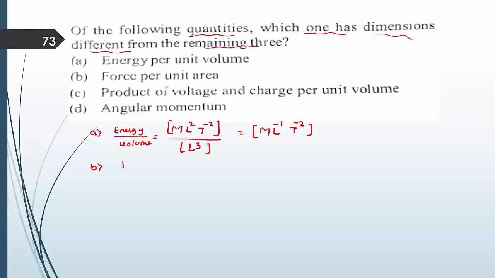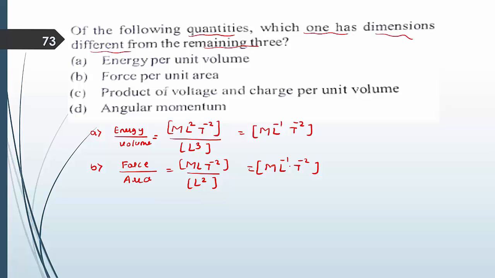Come to the second option, force per unit area. Force per unit area means what? Pressure. If you know the pressure dimensional formula directly, you can write it, or you can write the dimension of force M L T raised to minus 2 divided by area, which is L square. So we will get the answer M L raised to 1 minus 2, that is minus 1, T raised to minus 2. So this also has the same dimension.